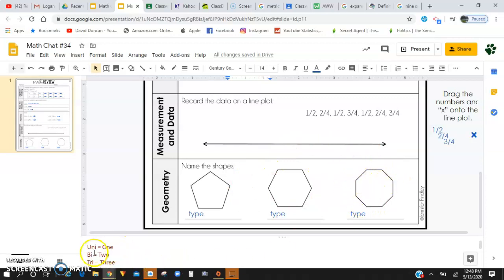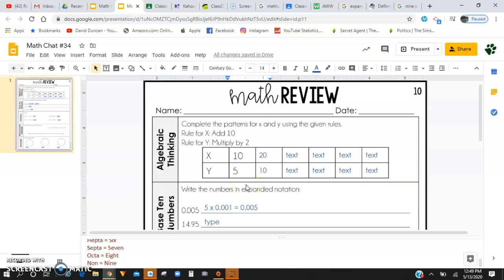And right down here I wrote uni equals 1, bi equals 2, tri equals 3, quad equals 4, penta equals 5, hexa 6, hepta 7, octa 8, non 9. So you're going to want to use those Latin roots to help you identify the name of these shapes. All right, that's it for Math Chat 34. Good luck.